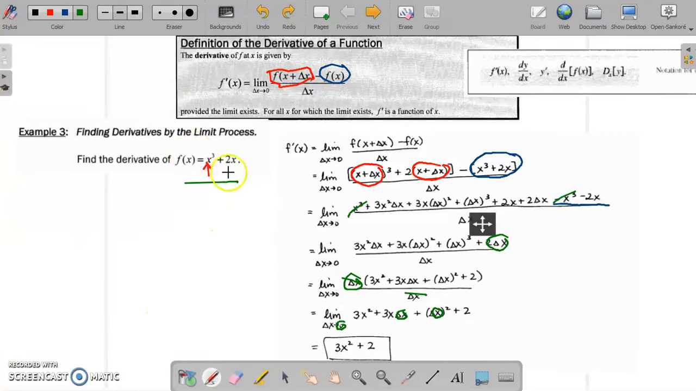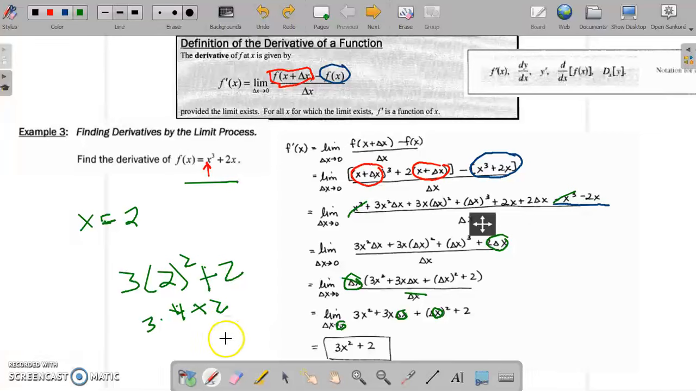And if I wanted to pick any point on this function, like let's say I wanted to pick the point when x is 2. When x is 2, I want to know what the slope of the tangent line, excuse me, at x equals 2 is. So I would just plug 2 in for x, and I would get 3 times 4, plus 2, so I've got 14. So the slope at 2 of the tangent line of this function is 14, okay?